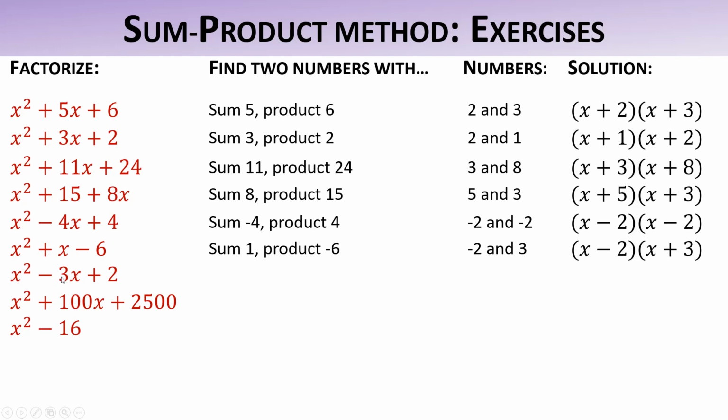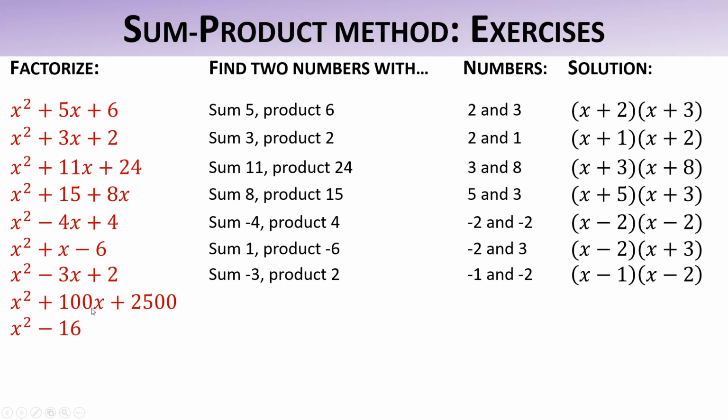x squared minus 3x plus 2. So now we have two numbers with sum minus 3 and product 2. So these are going to be two negative numbers because their product is positive and their sum is negative. We've already seen a similar version here, but now the numbers are negative, so we get minus 2 and minus 1, or minus 1 and minus 2. So this is the solution, x minus 1 times x minus 2.